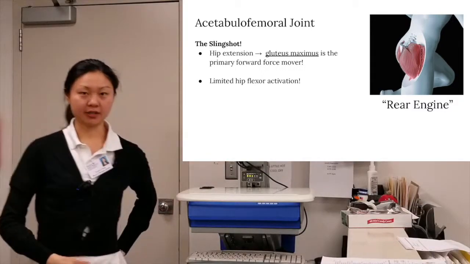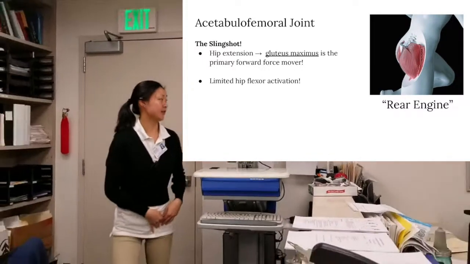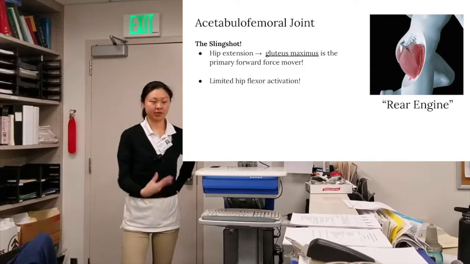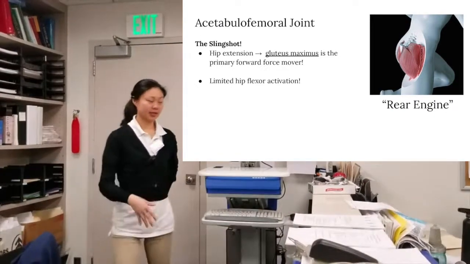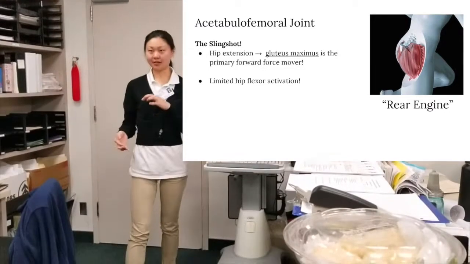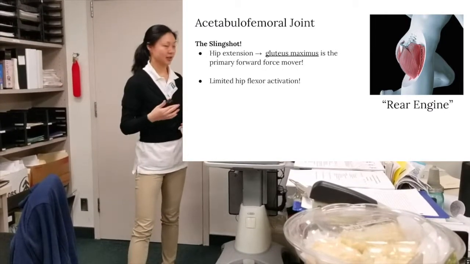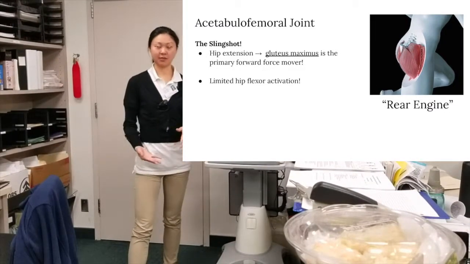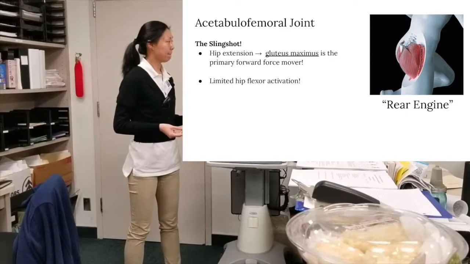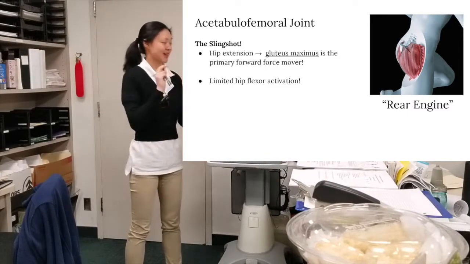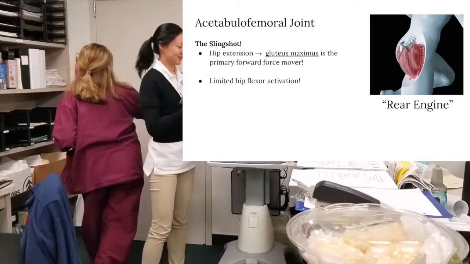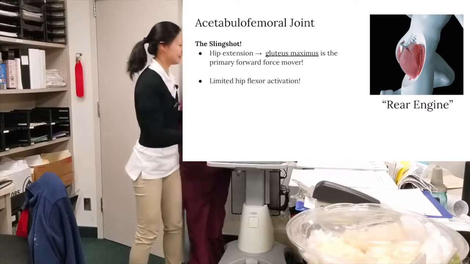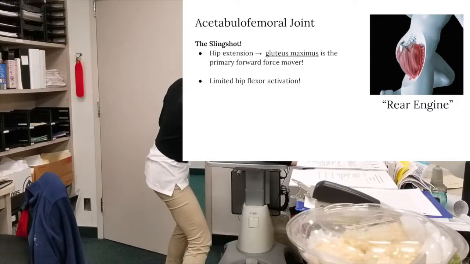And then as you bring your leg forward, it shouldn't come from your hip flexors. It should come from the recoil of the glute max. So really, it all comes down to the glute max. And if your glute max isn't strong, then your calves are going to compensate, for example. So again, your glute max is like your rear engine. It's really important. So here's just a short video.